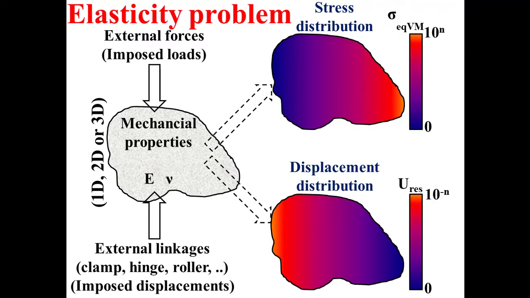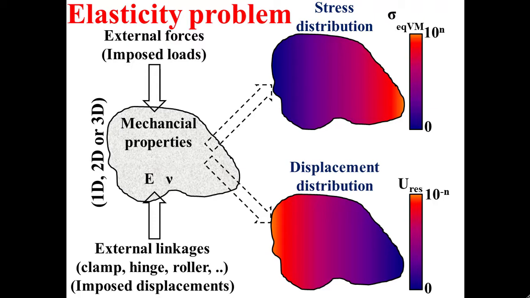Distribution here means at any point of the body. When we say stress distribution, it means that there is at any point of this body a value of stress. This stress is internal, it's not external like the imposed loads. This is so an internal stress at any point of the body, and there are also internal displacements at any point of the body.